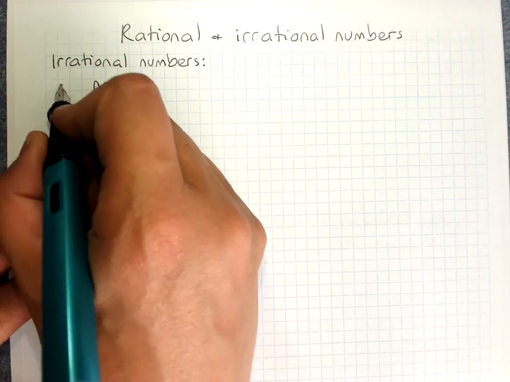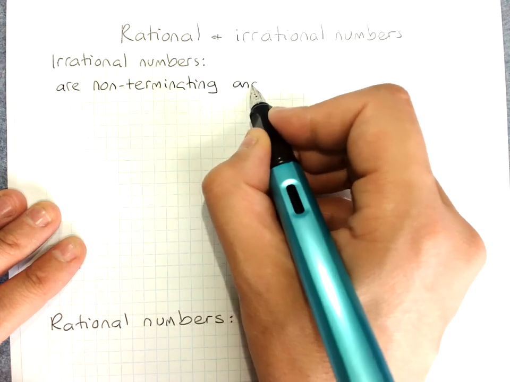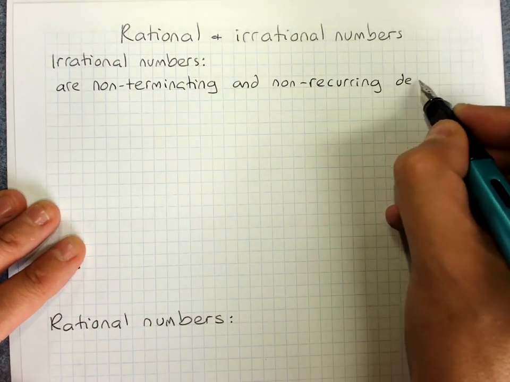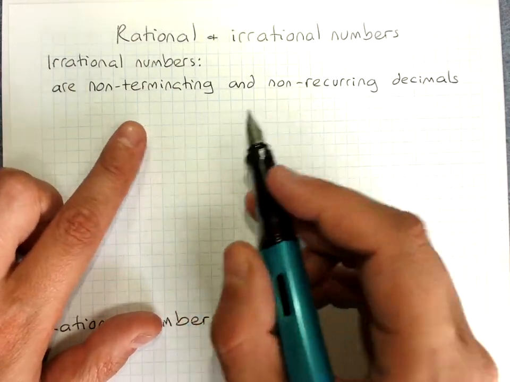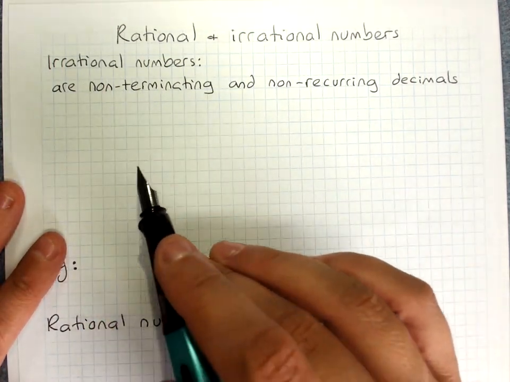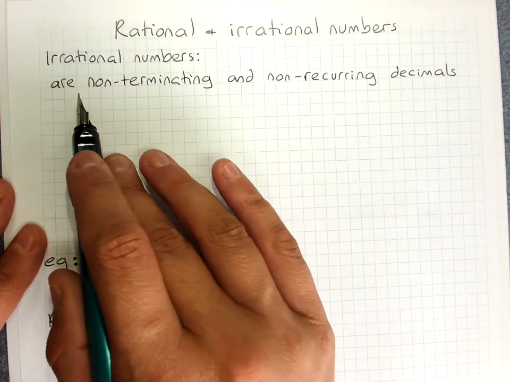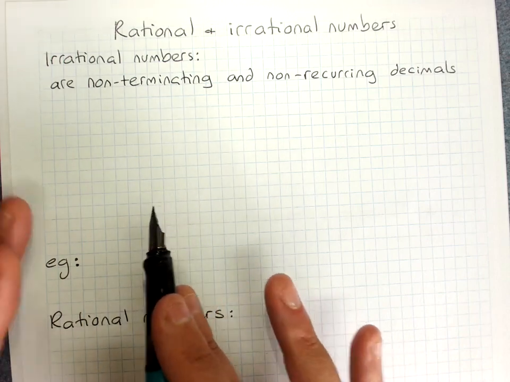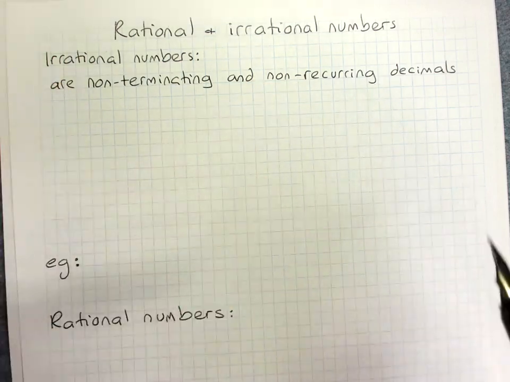Irrational numbers are non-terminating and non-recurring decimals. That means anytime we get a number that goes on forever and ever in the decimal zone and doesn't fall into a recurring pattern, it's an irrational number. You'll remember that when we were getting a decimal from a fraction, it had to be either terminating or recurring. It couldn't be non-terminating and non-recurring.